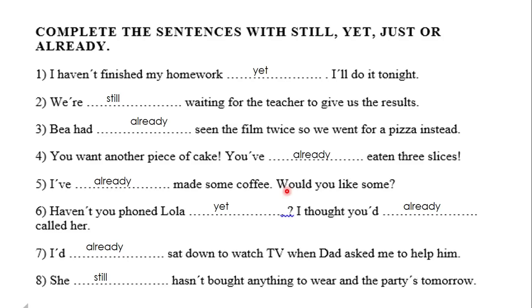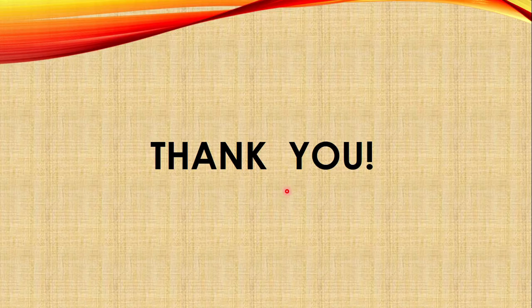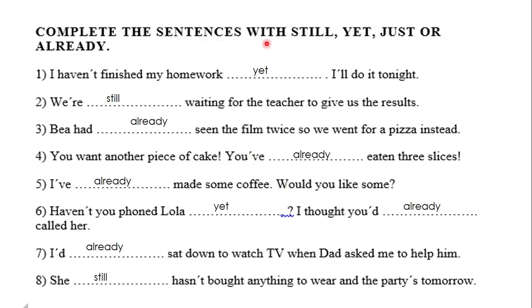Good, let's continue. Okay, so we have 2 more exercises. You have to complete the sentences with still, yet, just, or already. Number 1, I haven't finished my homework yet. It's a negative sentence and yet comes at the end. We are still waiting for the teacher to give us the results.